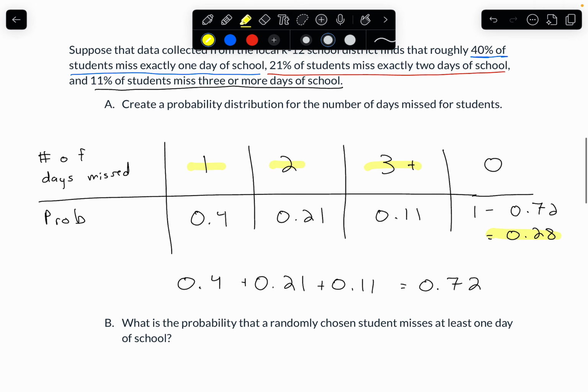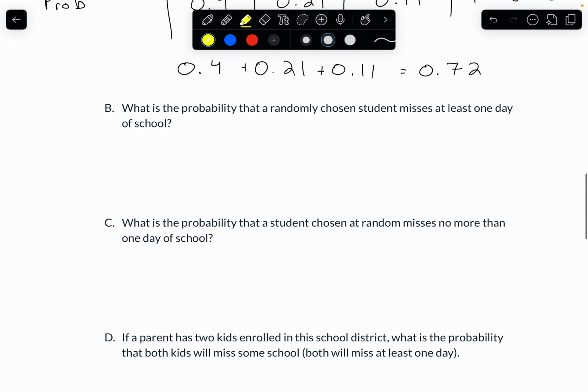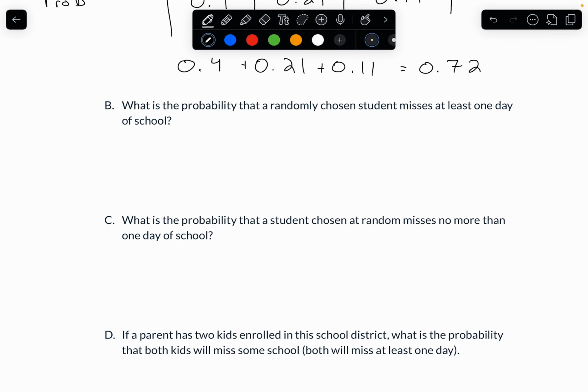And there's my probability distribution. So let's take a look at the next few problems about this probability distribution. Part B says, what is the probability that a randomly chosen student misses at least 1 day? So when we say at least 1, that means 1 or more. So it could be 1, it could be 2, or it could be 3 plus.